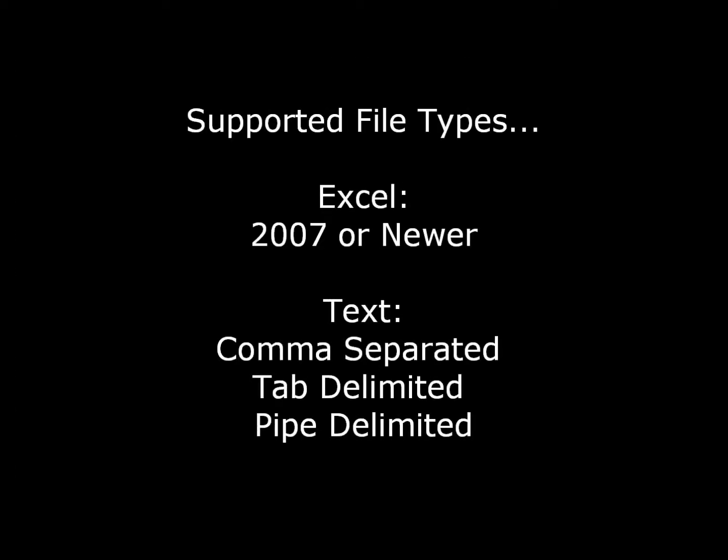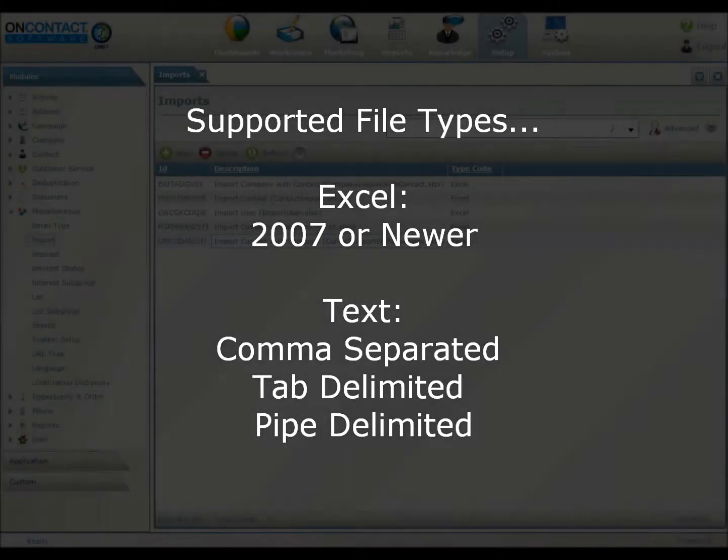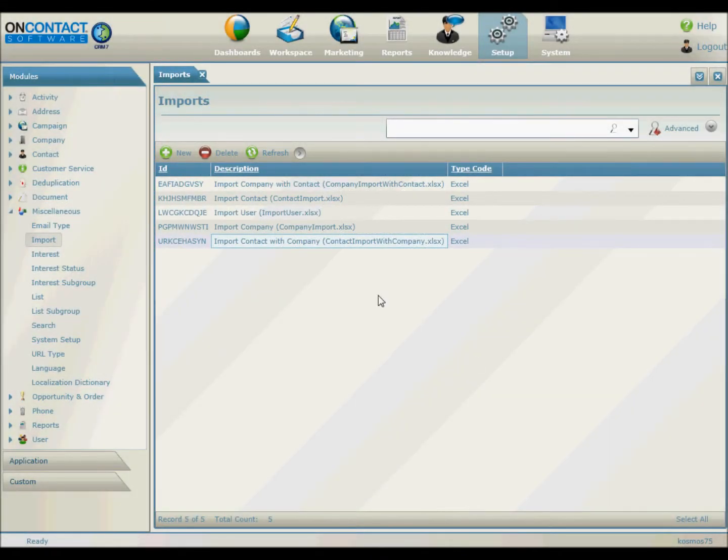Note these templates are all based on Microsoft Excel version 2007 or higher and have a header row which helps when mapping columns. Data can also be imported from comma-separated, tab-delimited, or pipe-delimited text files. For this training, we'll import a data file that exactly matches our contact import with company template. This will give us a very simple import and eliminate the need to map columns, which we will look at later in this video.